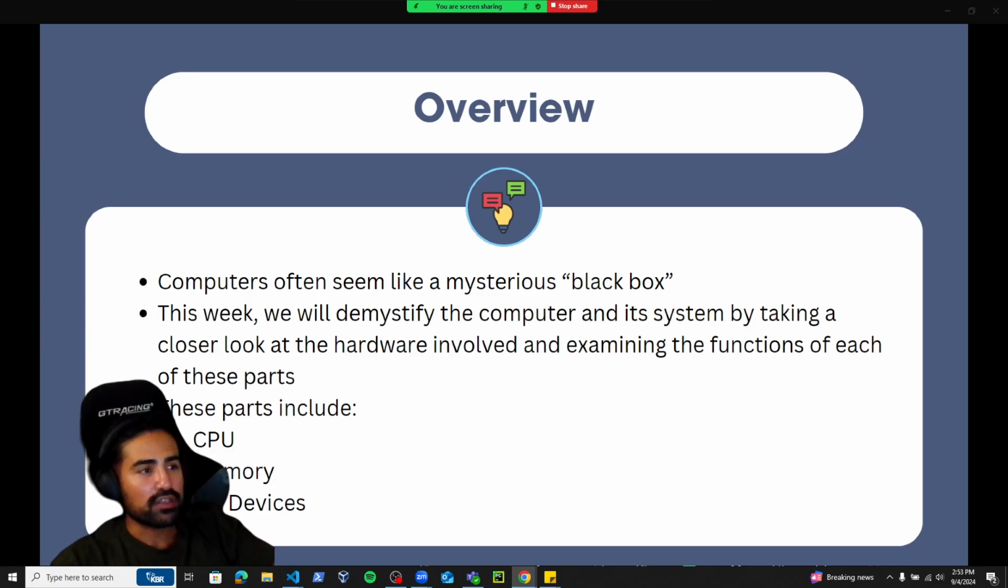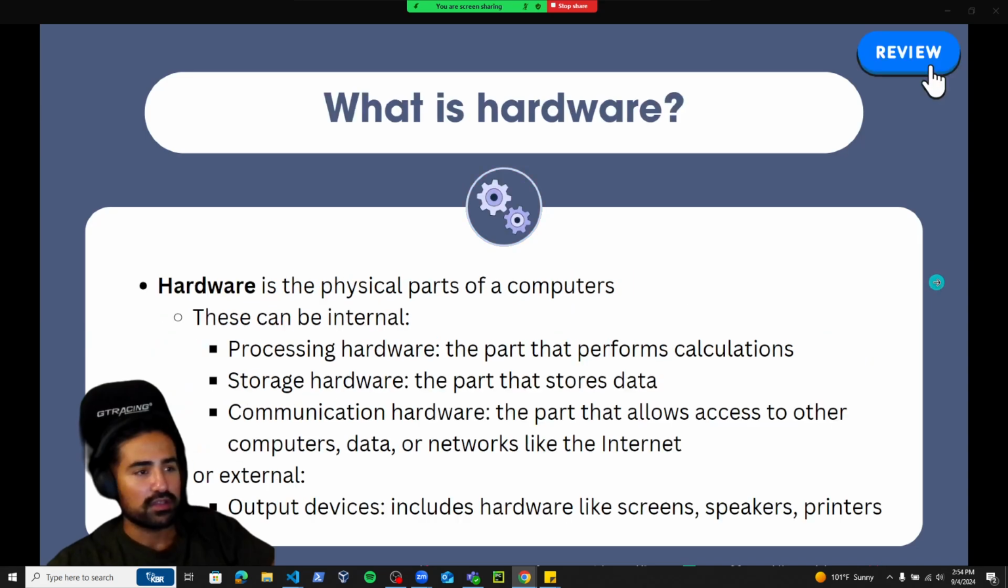So this week we'll be working to demystify the computer and its system by taking a look at the hardware involved, and then also taking a closer look at what each of those parts do. Some of those core parts are the CPU, the processing unit. If you remember computer, that keyword is compute. So that's kind of what the processing unit is responsible for. There's memory. We need to save that data to use it in the future. And then also we'll cover input-output devices. That's your keyboard, your mouse, your screens.